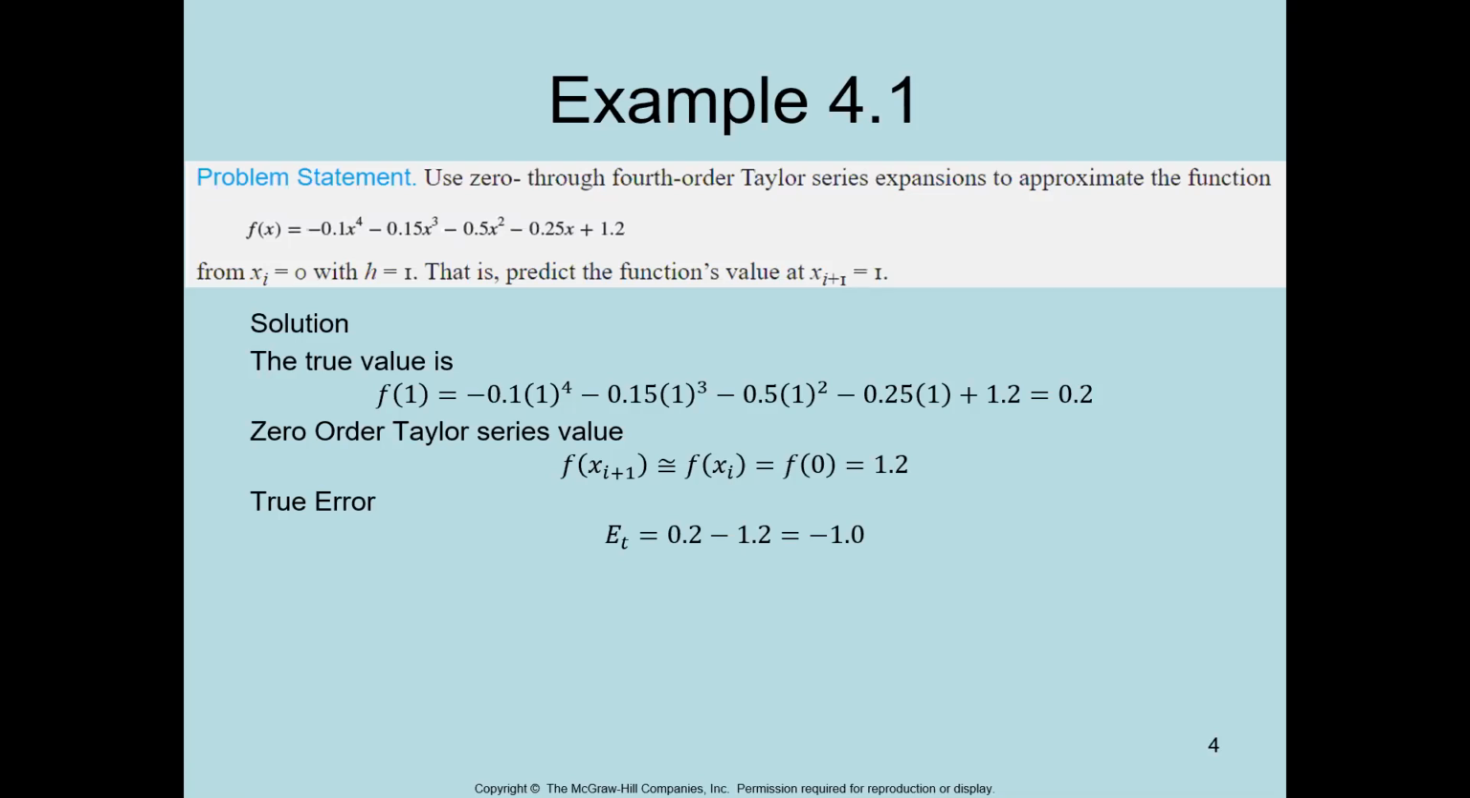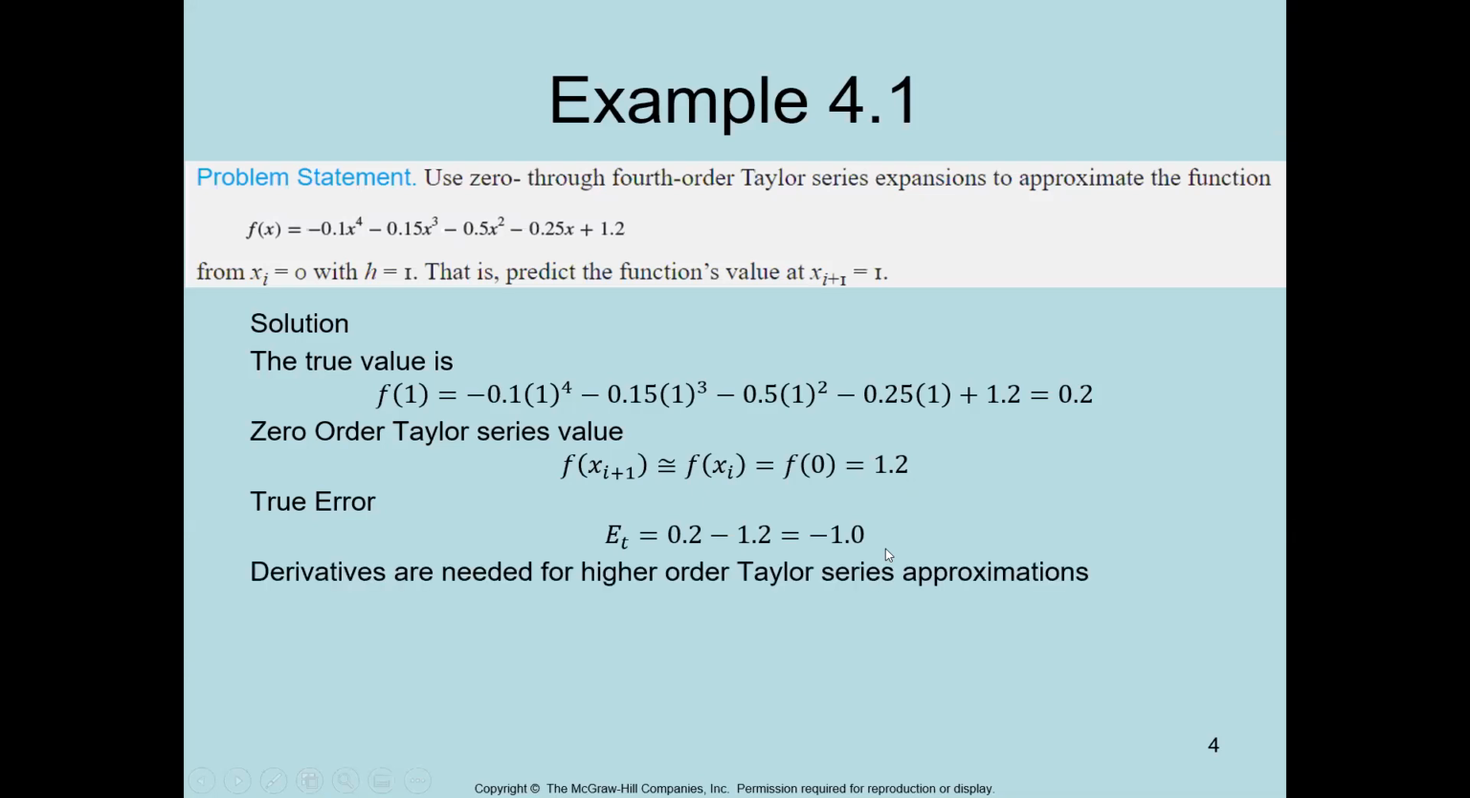The true value of the function, which we already know, is 0.2, and the approximated value is 1.2. So 0.2 minus 1.2 is minus 1.0, and that will be the true error. You can even find the true relative percentage error, but that is optional. In this example we have just found the true error. So by the zero order Taylor series approximation, we have a value of 1.2 and a true error of -1.